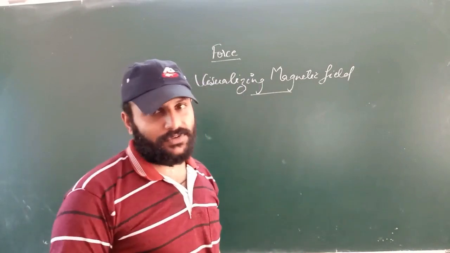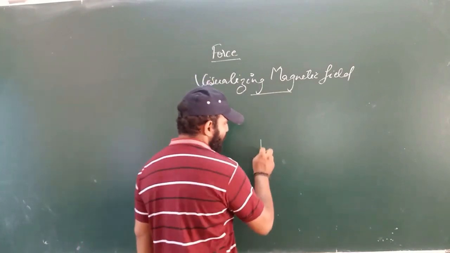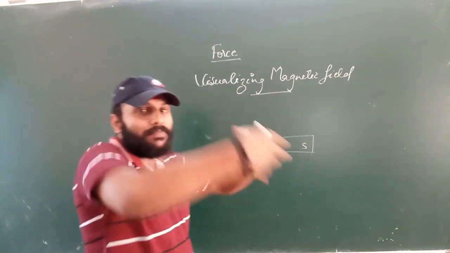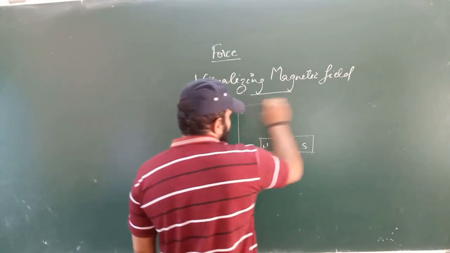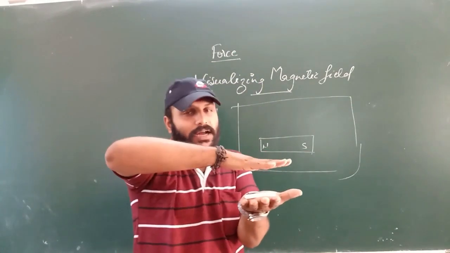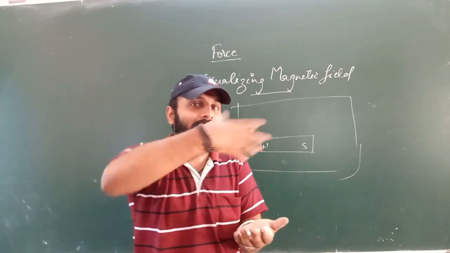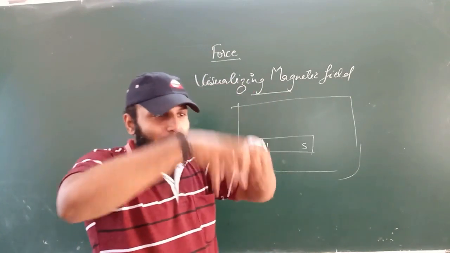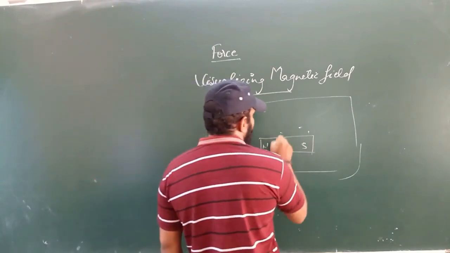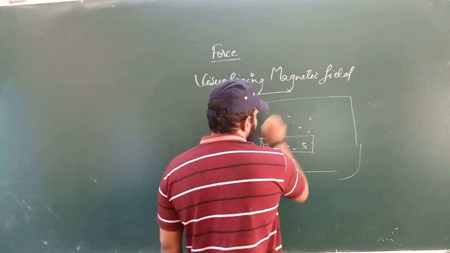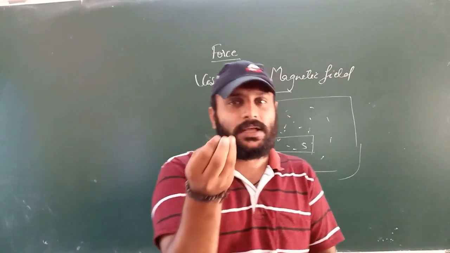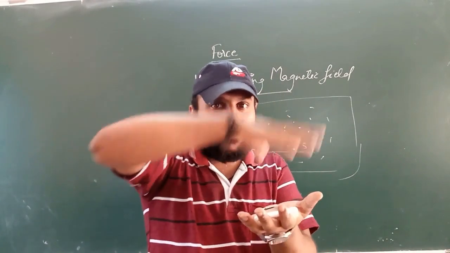For that purpose, we require a bar magnet. Upon the bar magnet, what will we do? We will place one white chart. There is a bar magnet, and upon that bar magnet we will place one white chart. On that white chart, we will sprinkle some iron fillings over the paper. Iron filling means small pieces of iron. We will sprinkle them on the white paper.